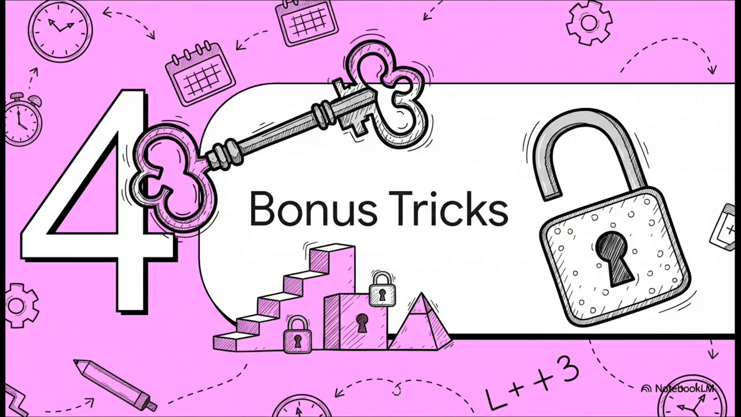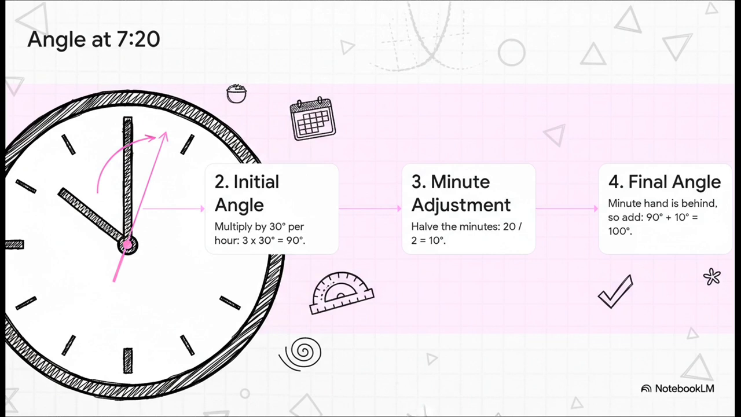Okay, so you've basically mastered the core logic of the calendar, which is awesome. Now let's unlock a few bonus levels and look at some other incredible tricks hiding in our timekeeping. Here's a cool party trick, finding the angle between the hands on a clock. Let's try 7:20. First, just look at the numbers. The hour hand is on the 7, the minute hand is on the 4, right? That's a 3-hour gap. A clock is a 360-degree circle with 12 hours, so each hour is 30 degrees. So 3 times 30 is 90 degrees.